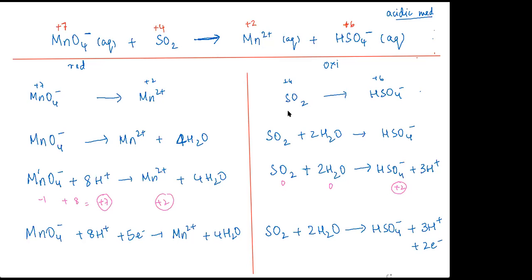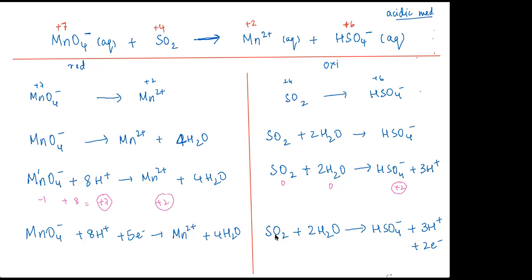Okay. Now everything is balanced on reduction half and oxidation half. Now we need to combine both of them. So now comes the step where you have to multiply either of these such that the number of electrons on LHS should be equal to the number of electrons on RHS. So how will you manipulate it?